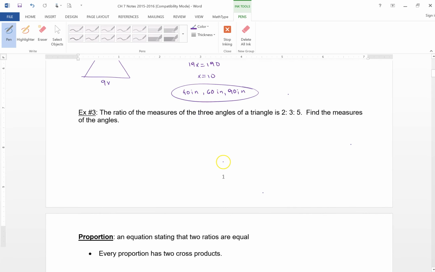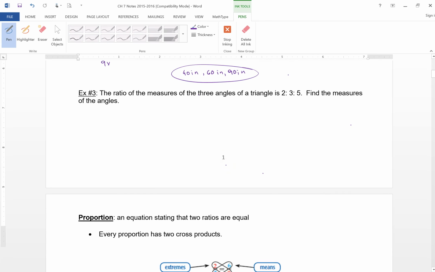So the ratio of the measures of 3 angles of a triangle is 2 to 3 to 5. Same situation. Now it says to find the measures of the angles. All right, so let's draw our triangle. And we have, oh no, I forgot something. Sorry. 2x, 3x, 5x.